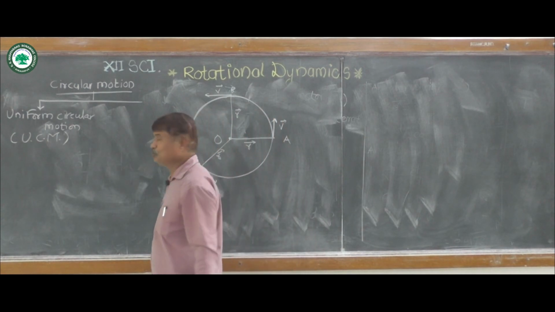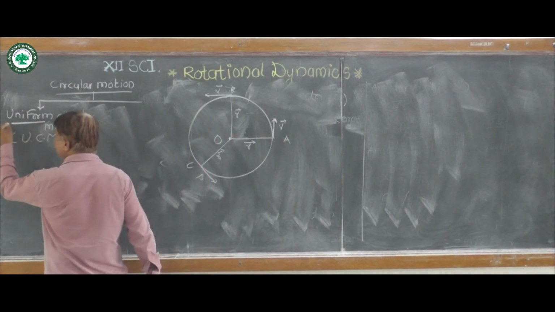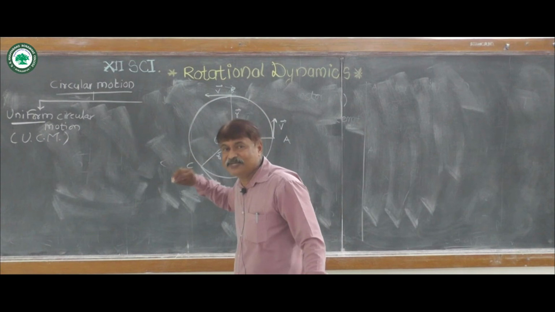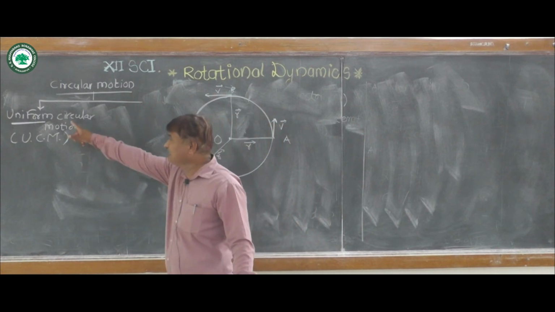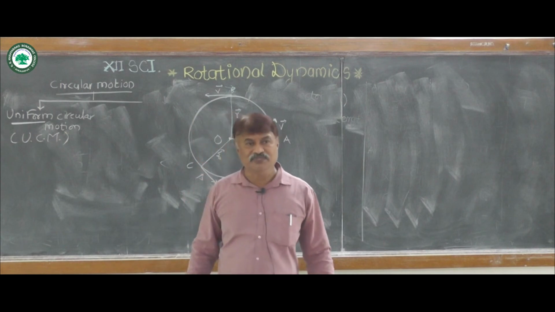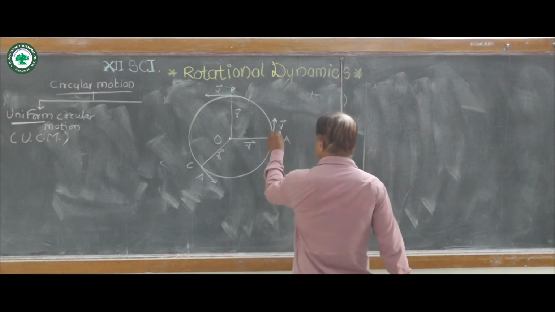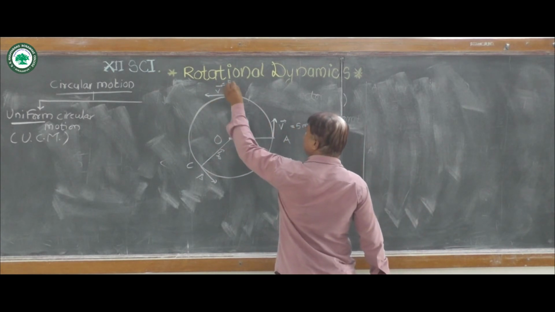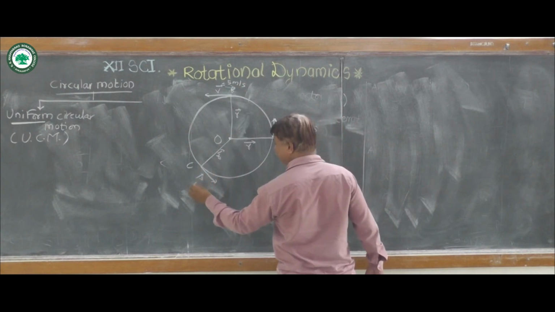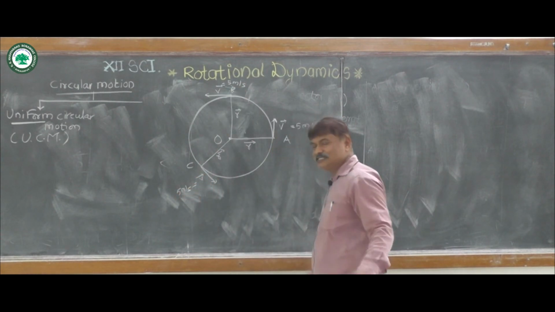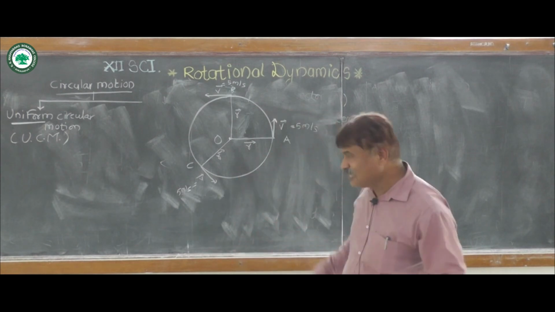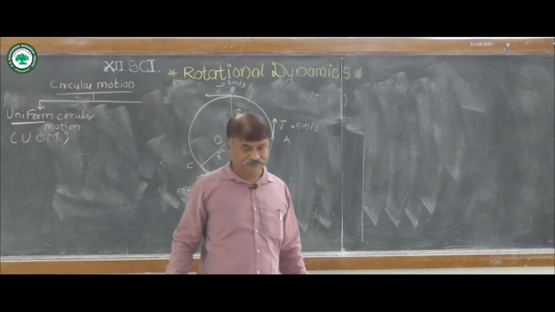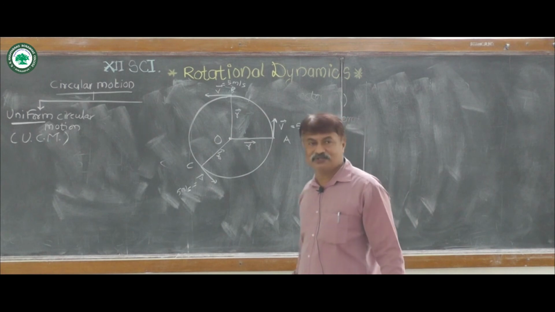Uniform circular motion. This word uniform stands for constant. In this motion, which quantity remains constant? Linear speed remains constant, and that's why such a type of circular motion is called uniform circular motion. If you consider the diagram, this velocity has a magnitude of 5 meter per second, this velocity has the same magnitude of 5 meter per second, and this velocity has a magnitude of 5 meter per second. In that case, the magnitude remains the same, means linear speed remains the same, and that's why such a type of motion is called uniform circular motion. So what is the definition of uniform circular motion?